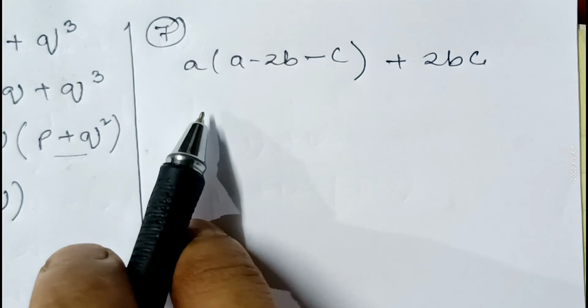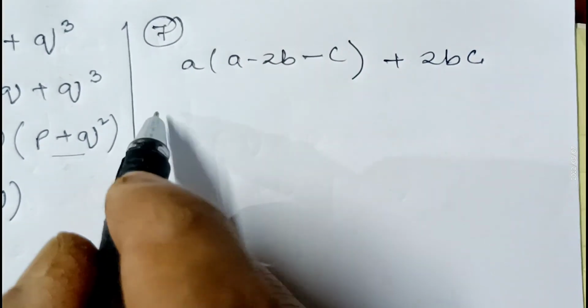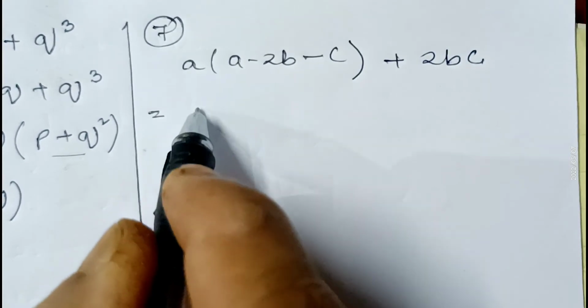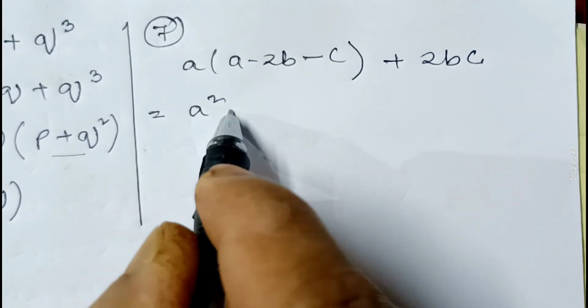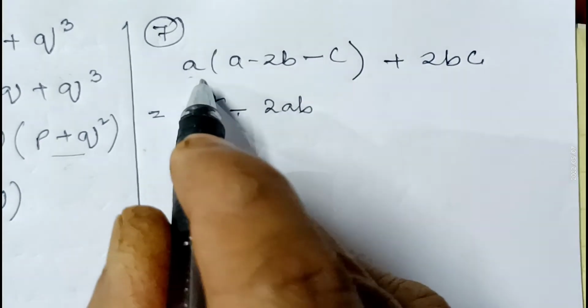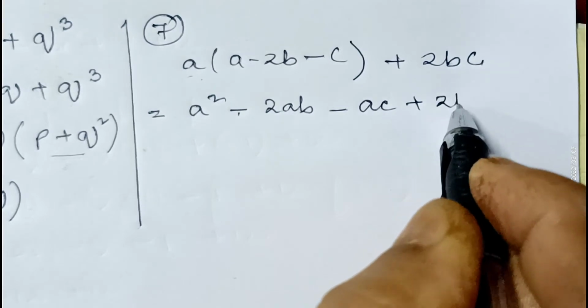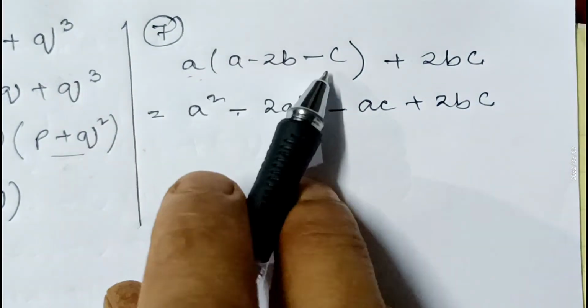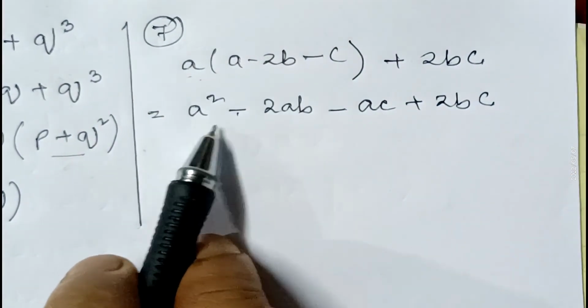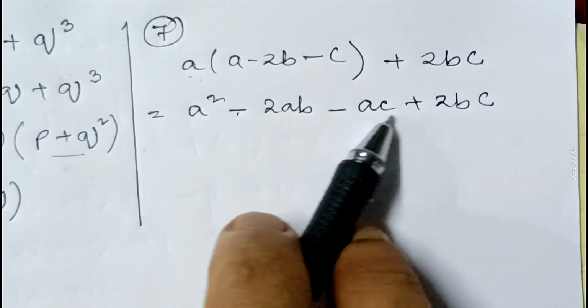Now in question number 7, it is given a minus twice b minus c plus twice bc. This can be written as a into a square plus minus minus twice ab plus minus minus ac plus twice bc. We have just removed the bracket. Now from the first two, I can take a common. And from the last two, c can be taken common.